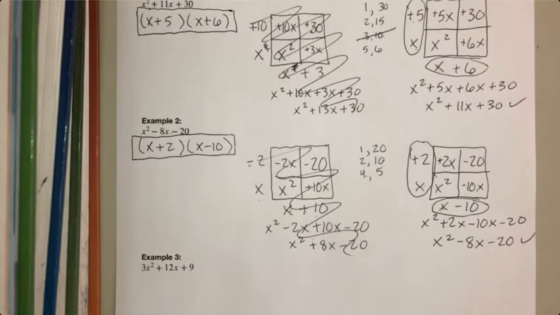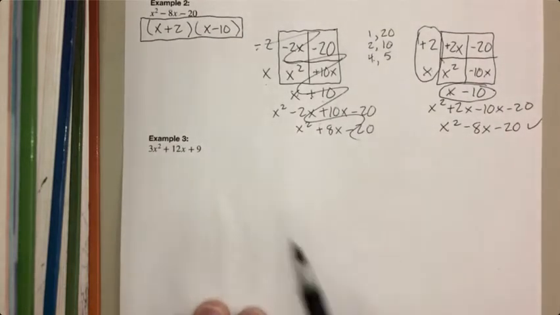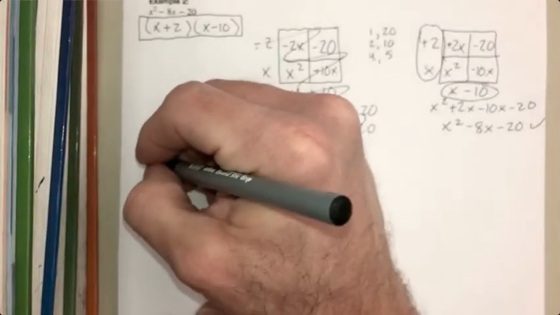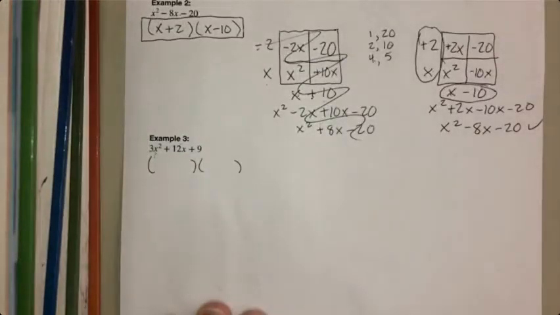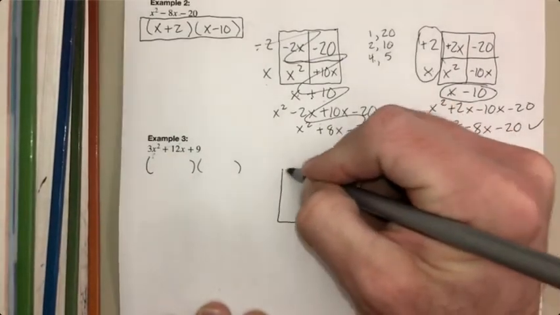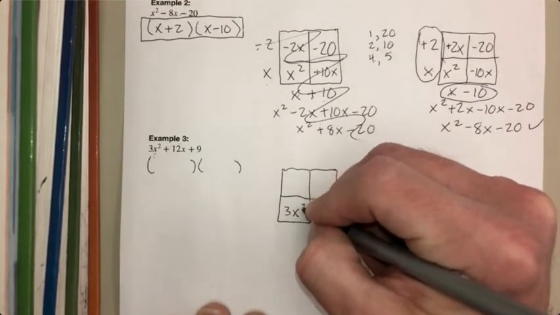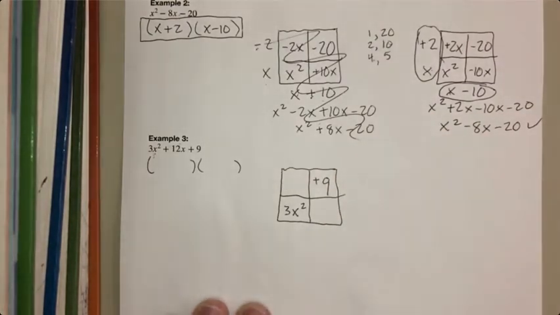All right, finally, something that gets a little bit more challenging is sometimes it's not just x squared, it's got a number in front of it. But same rules. I'm looking for those two things that multiply together. And still the same rules. It's going to be a 3x squared in here, and it's going to be a positive 9.